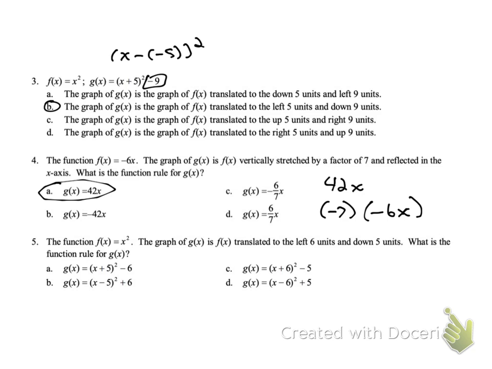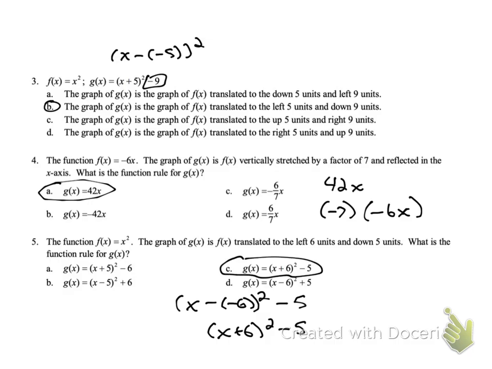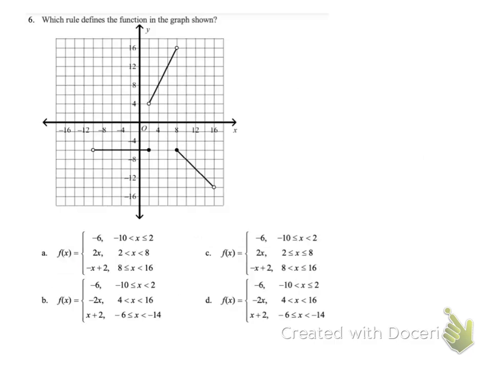5, f of x squared, left 6 units. So that will be x minus a -6 squared, and then down 5 units. All right, so you'd have x plus 6 squared minus 5. Good job.